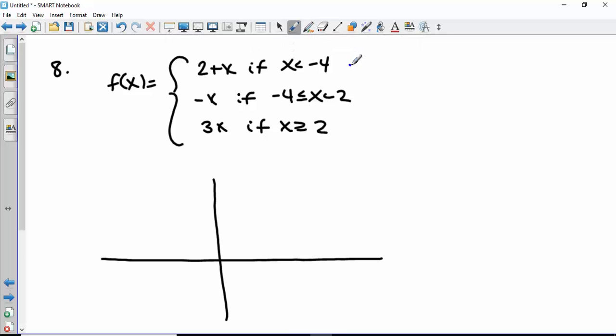T-charts. T-chart for each piece. So the first one has to start at -4, but it didn't have an equal to, so that would be open. And then we need things less than that, so maybe a -5 and a -6. So if you plug in -4, 2 plus -4 is -2. 2 plus -5 is -3. 2 plus -6 is -4.